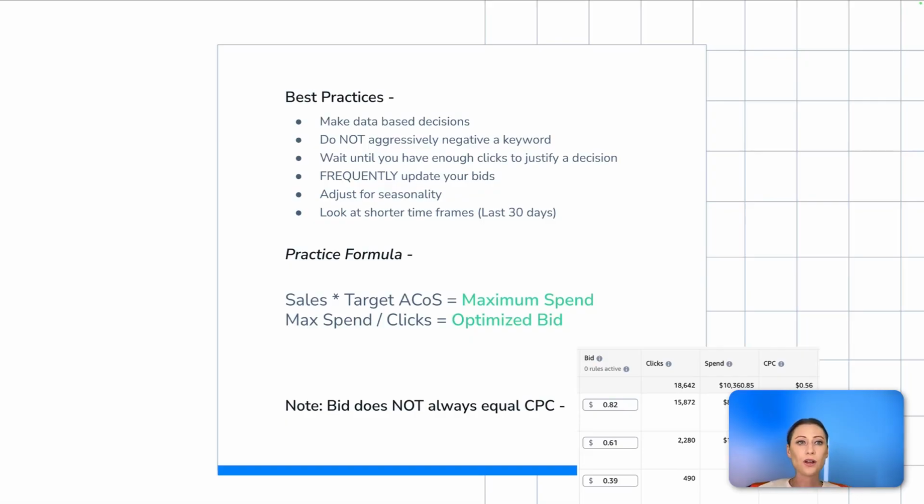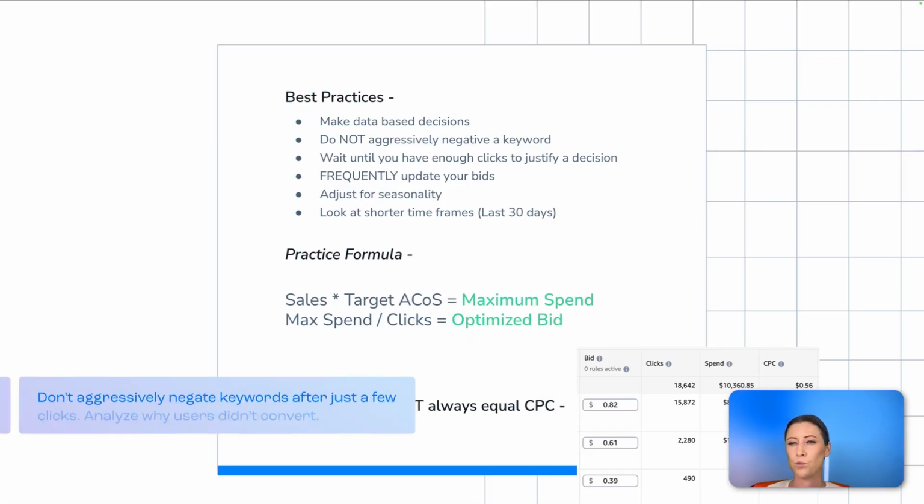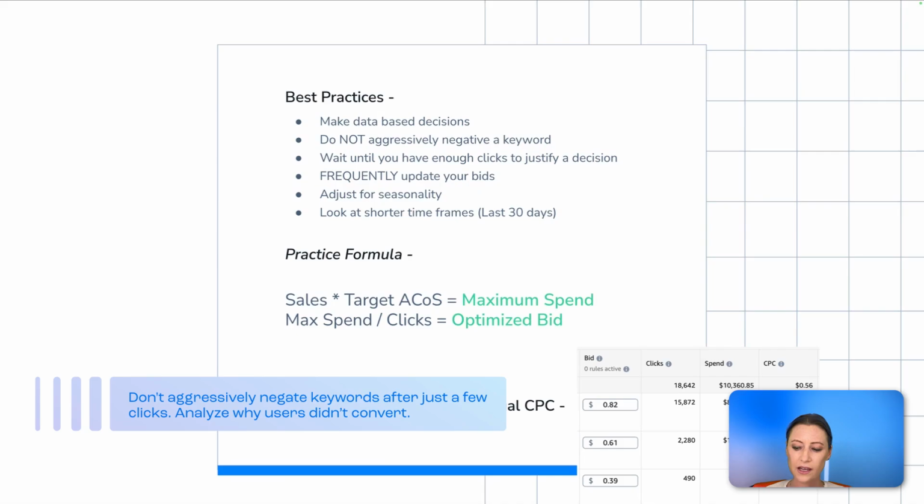The next thing is we do not recommend aggressively making keywords negative. I know a lot of people recommend if you get 10 clicks and no one buys, negative that keyword. But again, we just gave a great example. If 10 people clicked on your ad, they were interested in buying. If they didn't check out, ask yourself, why didn't they check out? Why did they click on a relevant keyword and not buy?